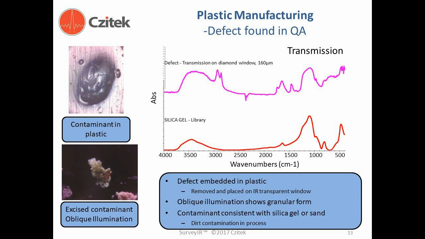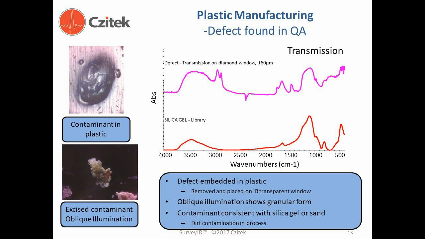In the upper left, a magnified image of the contaminant in the plastic is observed. These contaminants were embedded and easily excised. The image of an excised contaminant, observed under oblique illumination, is displayed on the bottom left. The habit of the contaminant was that of an oily, granular material.